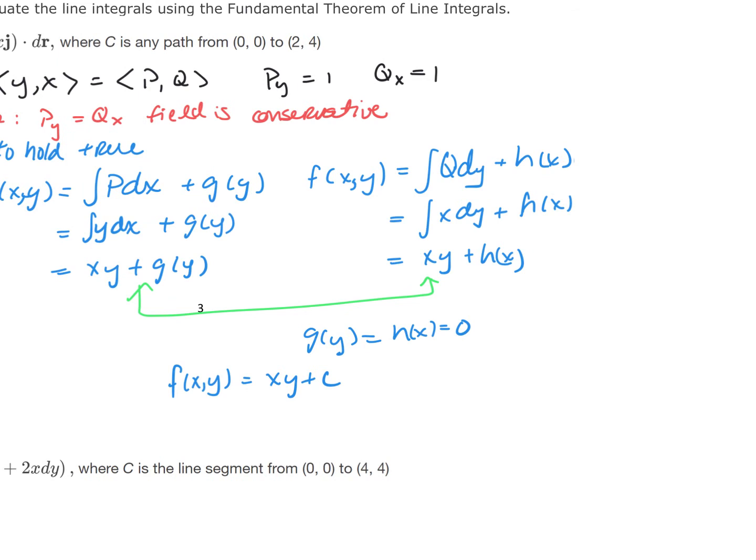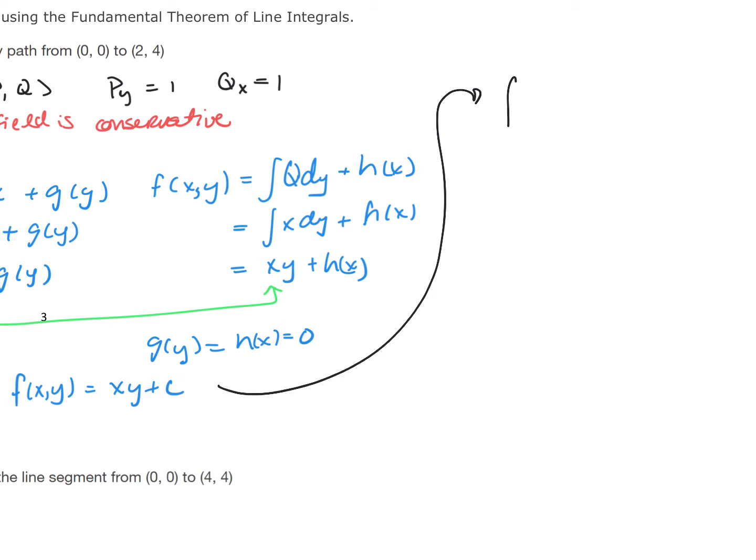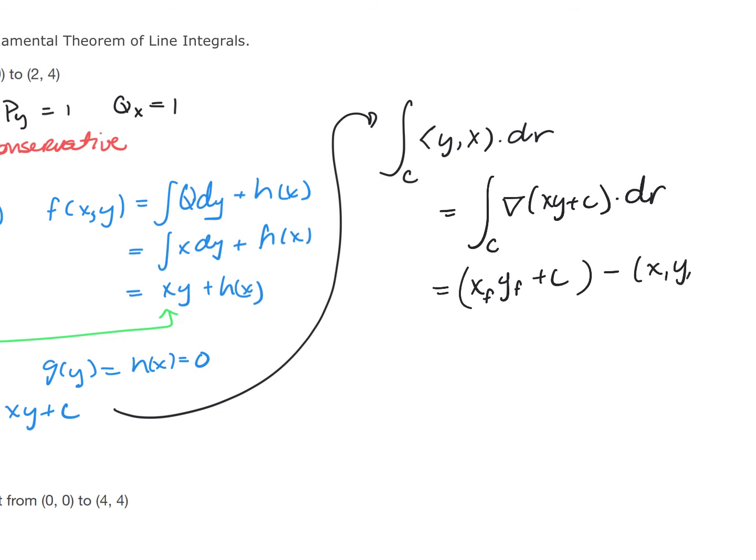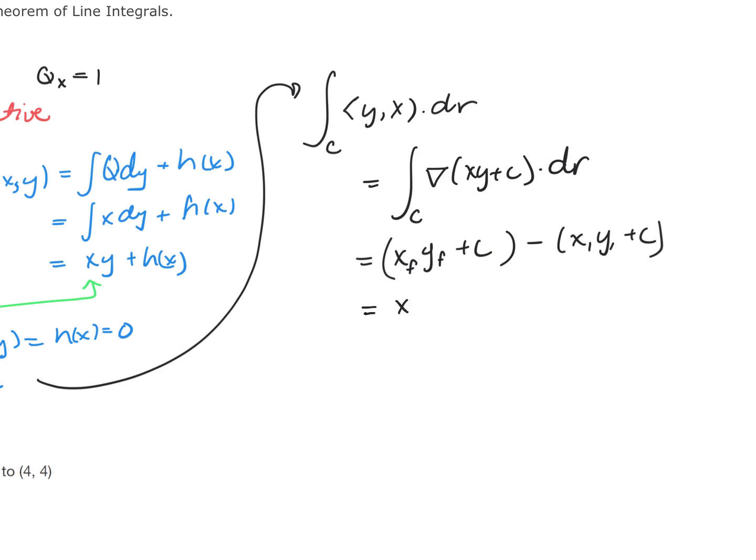Now we're going to apply the fundamental theorem, which says the integration over the curve c of the vector yx dotted with dr has to be equal to the integration over the curve c of the gradient of my function xy plus c dotted with dr, which is going to be equal to x sub f y sub f plus c minus x sub i y sub i plus c, which basically gives us x sub f y sub f minus x sub i y sub i.